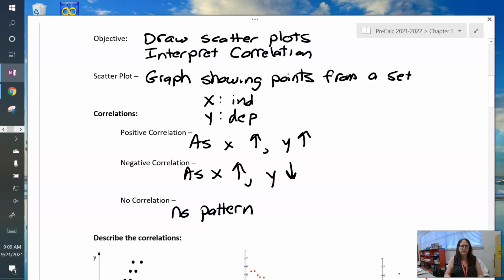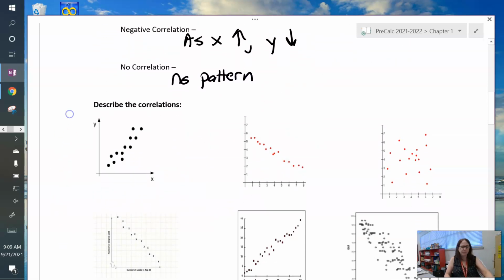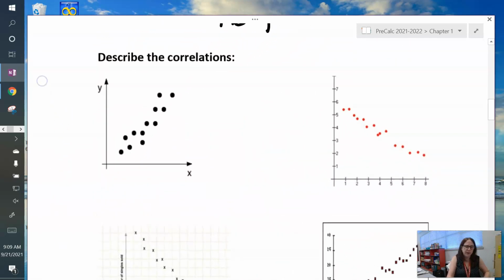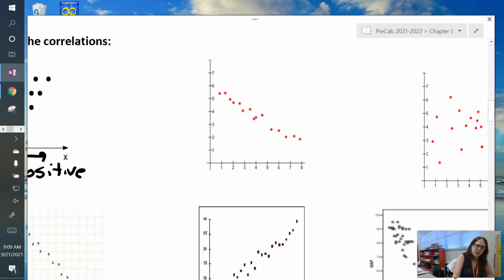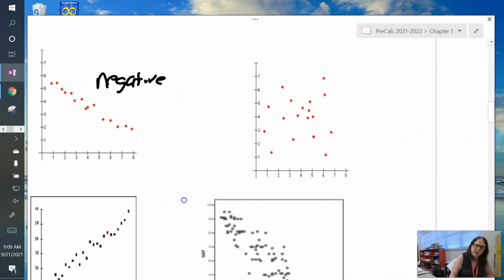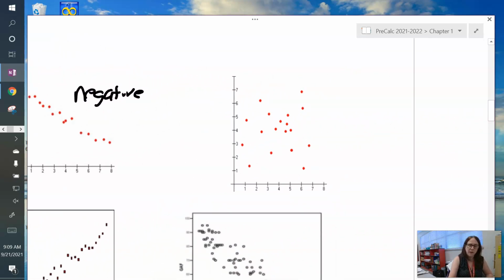So let's take a look at some scatter plots so you can see what I mean. You look at this one. As X is increasing, the Y is also increasing, so this one is a positive correlation. Now check out this trend. It's going down, so this one is negative. See how this is completely random? This would be no correlation.